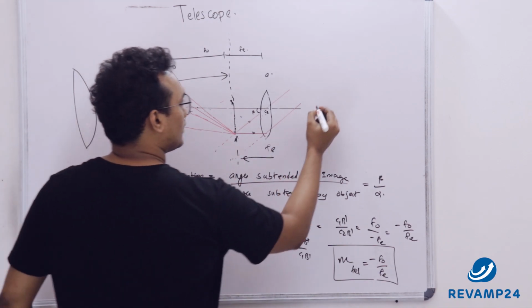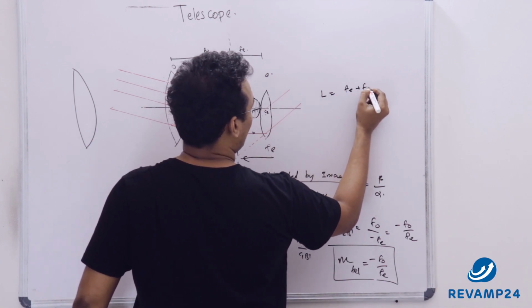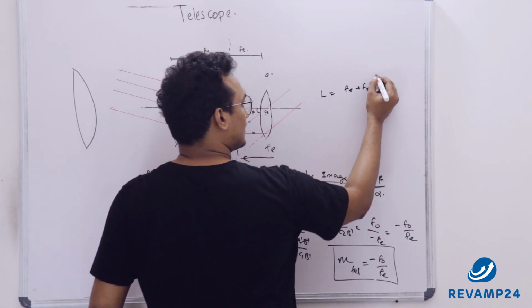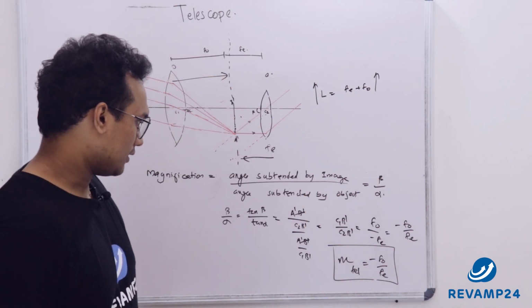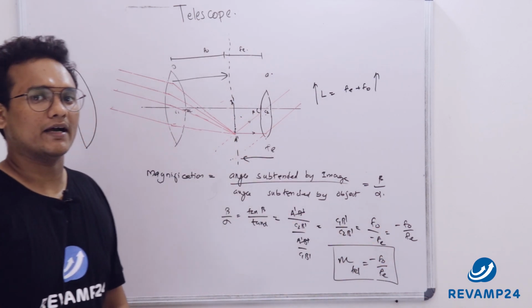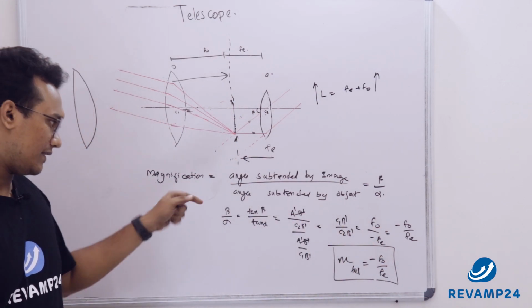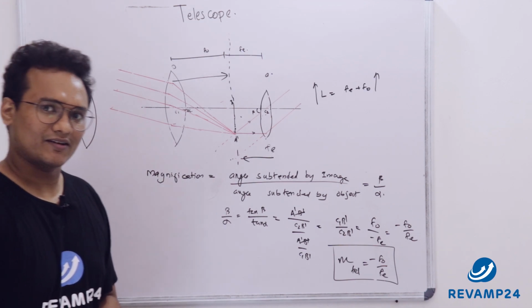Because I know that the length of the telescope is Fe plus Fo. Now when I increase Fo, the total length of the telescope increases. So the higher the Fo, the higher would be the magnification of the telescope, and that is the reason why a telescope has a larger length. Okay, thank you.